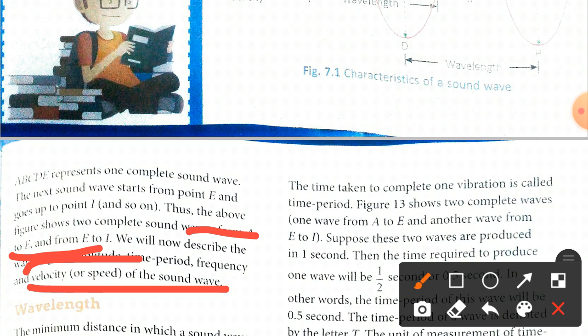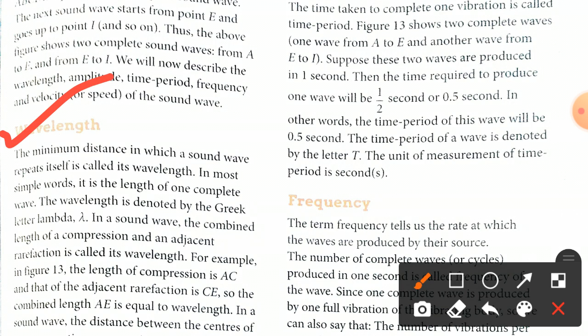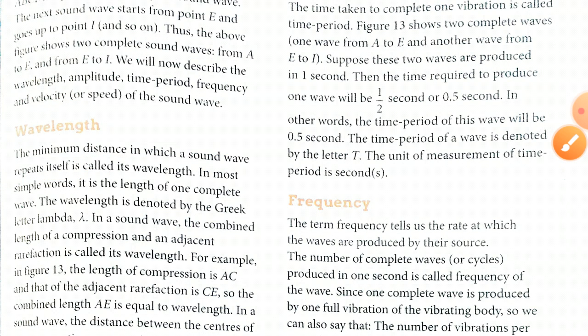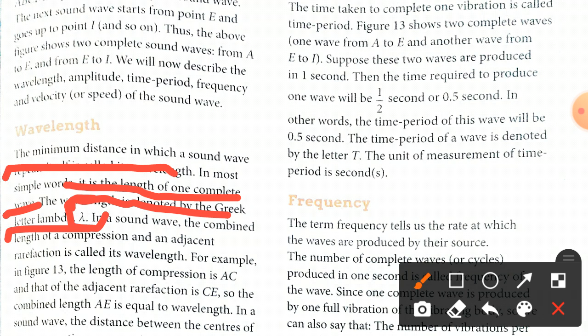What are these terms? First we talk about what wavelength is. The minimum distance in which a sound wave repeats itself is called its wavelength. Clear? In the simplest words, it is the length of one complete wave. The wavelength is denoted by the Greek letter lambda. This is the symbol of lambda.